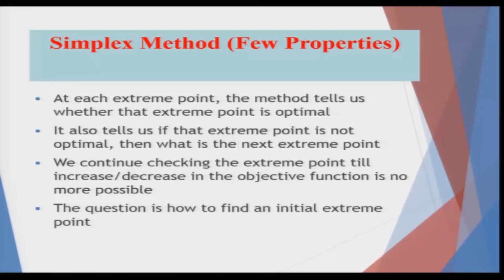The corner points are the feasible points where the overall constraint set, the feasible region, is met, and a corner point is found by solving some of the constraints that pass through that point. Once you reach there, if you try to move in the other direction and find there is no increase in the objective function, or no decrease in the case of a minimization problem, you will stop there. So, that is what the third point says. We continue checking the extreme points till an increase or decrease in the objective function is no longer possible.